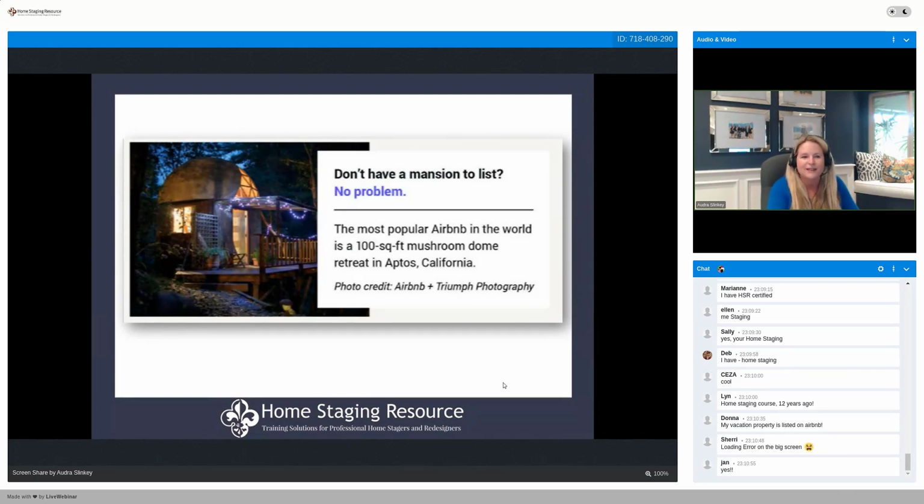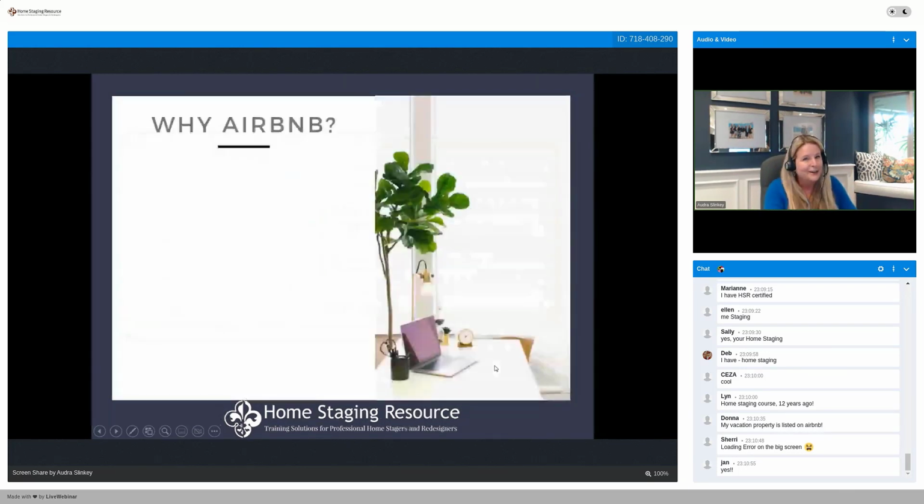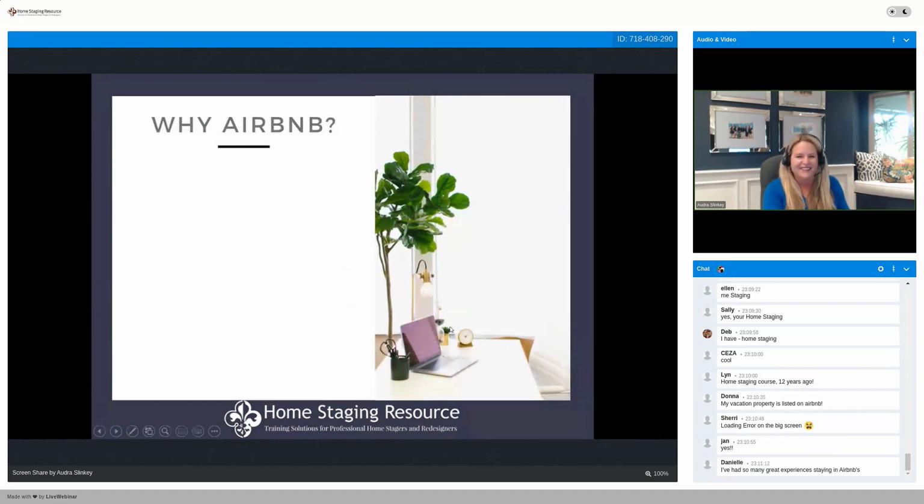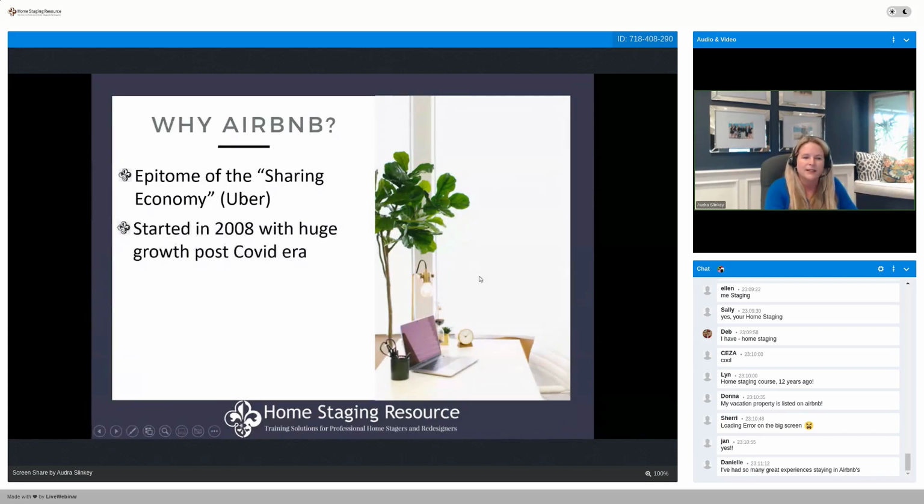So the more creative, the better. I say this because that gets my design juices flowing. Do you hear me? I love it. It really is the epitome of the sharing economy. It started in 2008 and it's had huge growth post COVID.